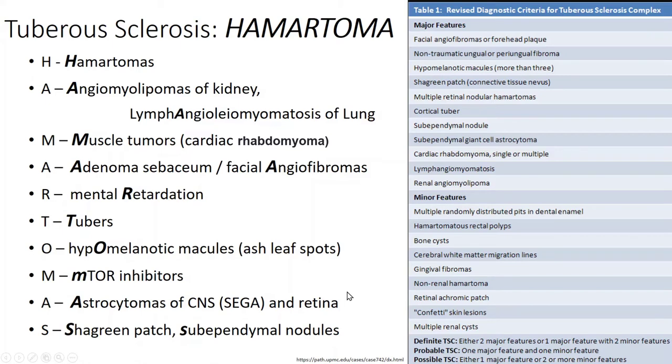Obviously, keep in mind that there are a lot of other findings that you can see. Okay, so that's it for tuberous sclerosis. If anybody has any questions, feel free to ask away. Otherwise, we're going to go on to our next mystery case.